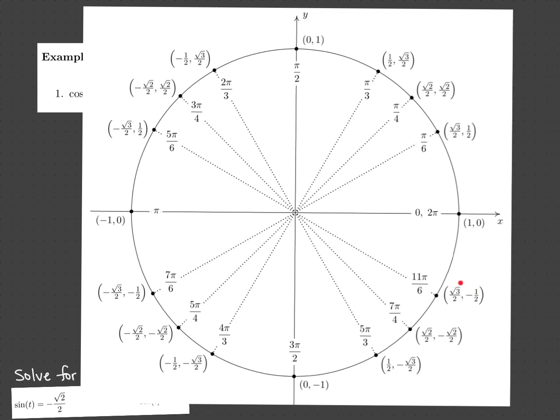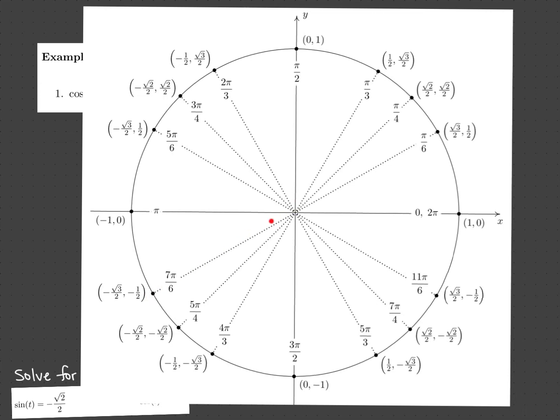And it's also -1/2 here at 11 pi over 6. So we do have to answer these as two separate answers once more, because there's no way that we could get from 7 pi over 6 to 11 pi over 6 and then add the same amount and get back to here. It's just disjointed. So because they're right next to each other, we have to answer as two separate answers.